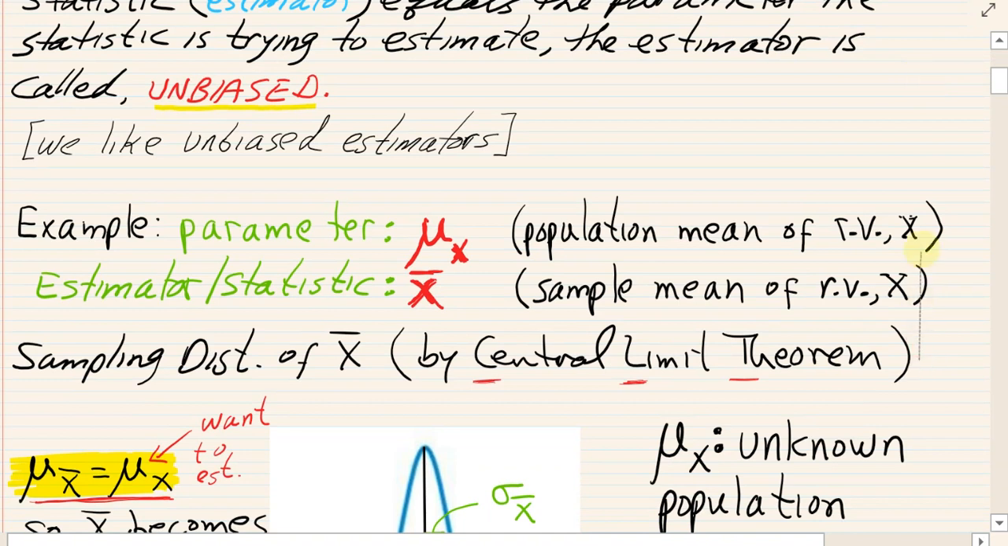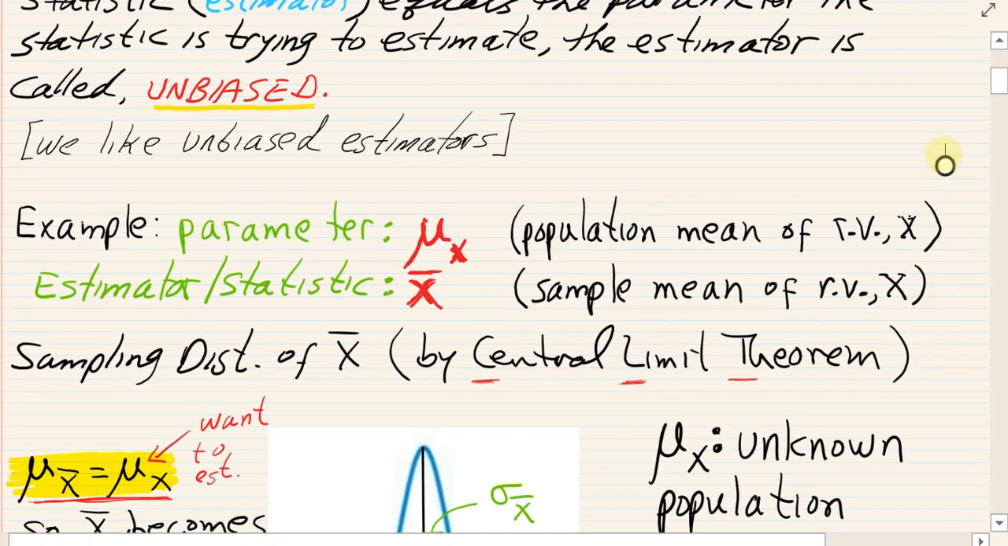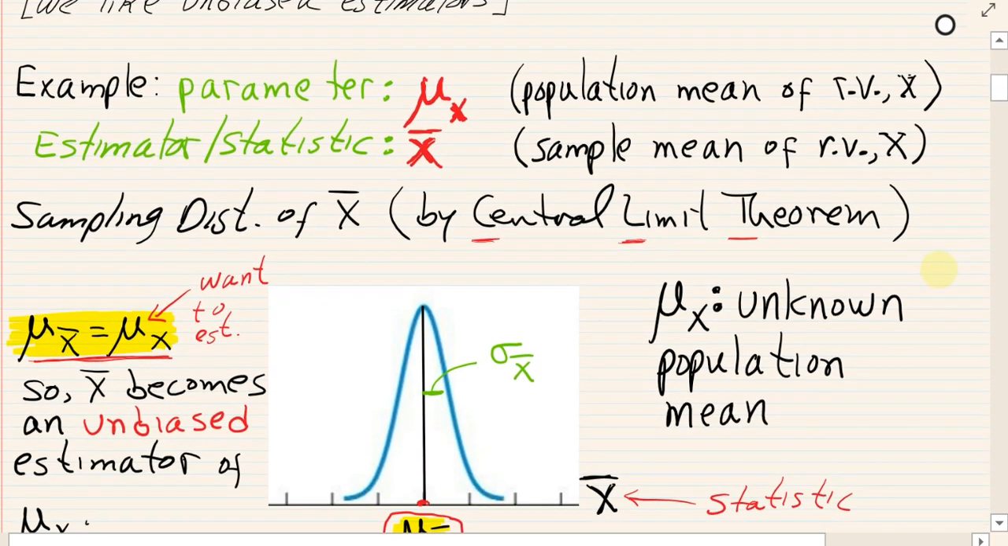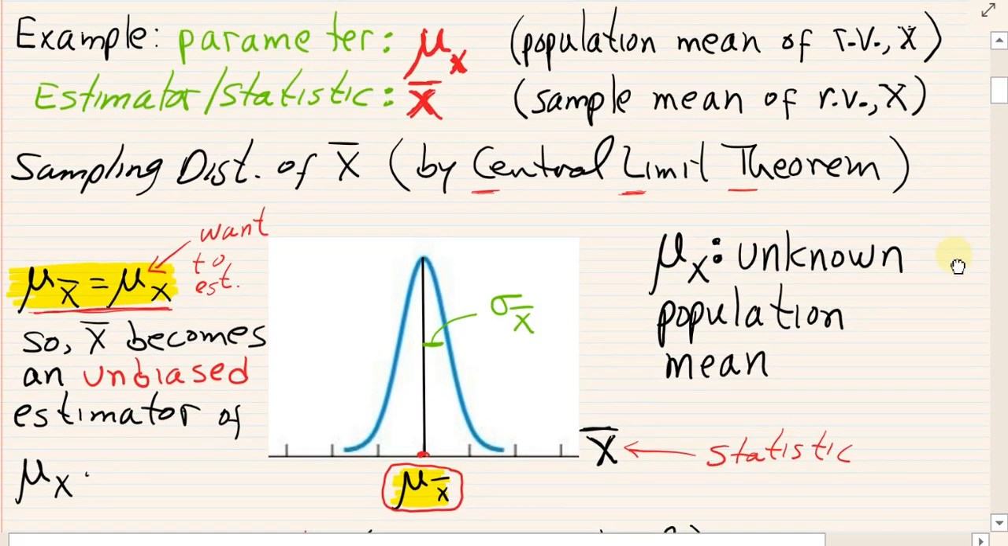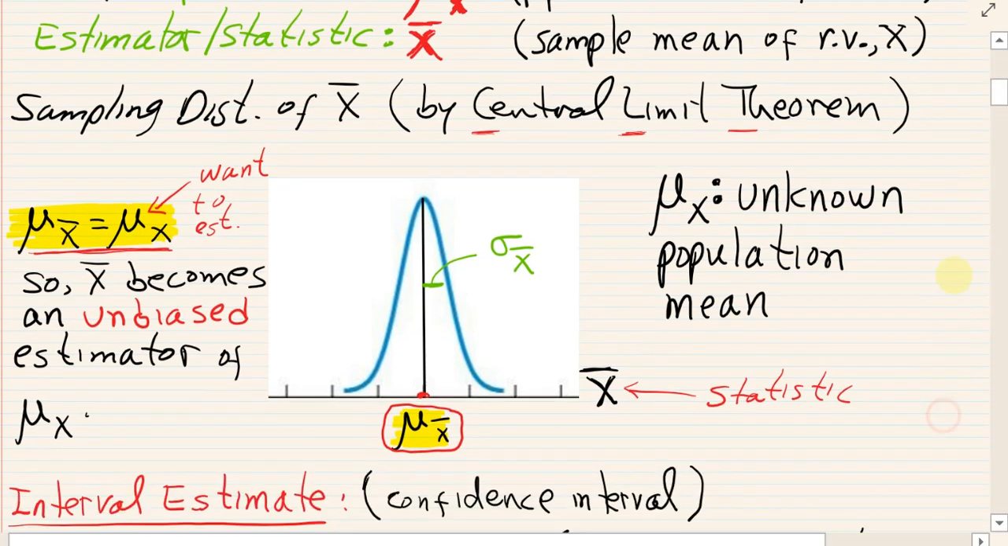Now, here's an example. The parameter of the population is the mean, which is our interest in this segment, and the estimator, which is the statistic, is going to be X bar. According to the central limit theorem, the center of the sampling distribution of X bar, mu of X bar, is the mean of the population that we want to estimate, mu of X. Therefore, X bar is an unbiased estimator of mu, the population mean. So that's the idea of unbiased estimators.